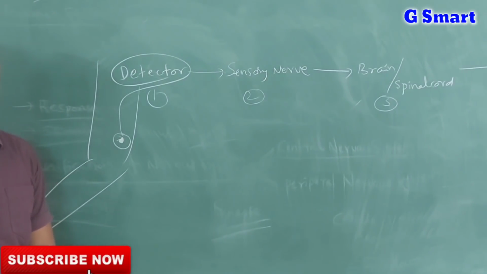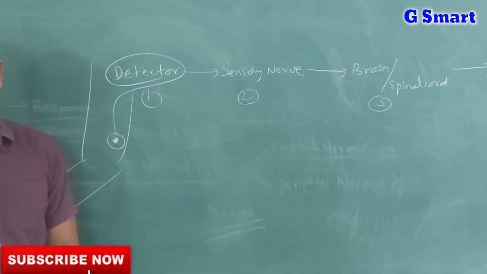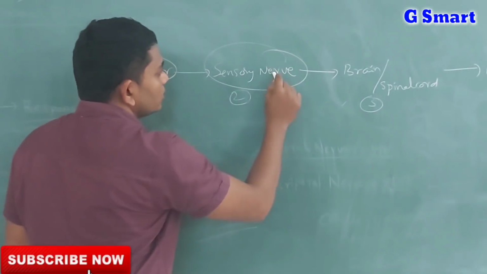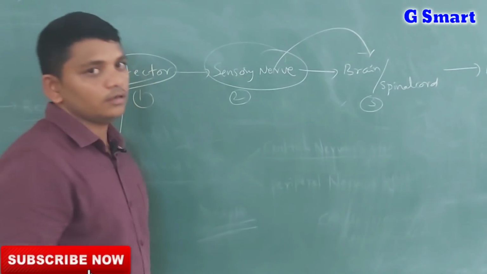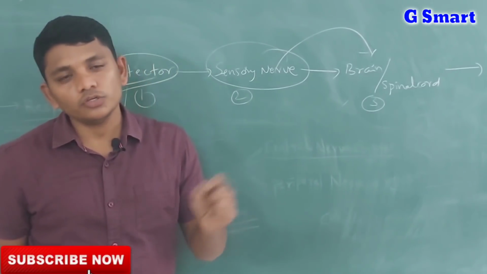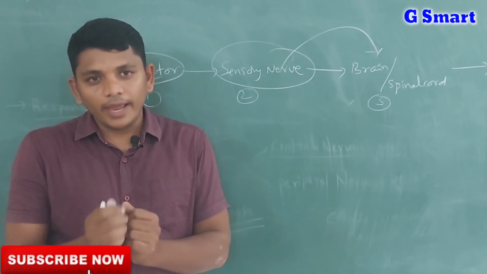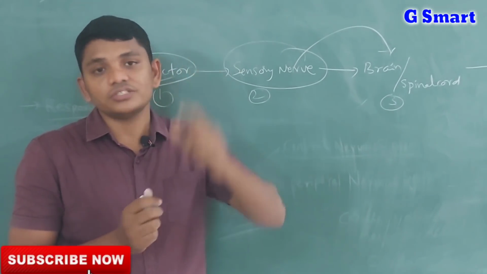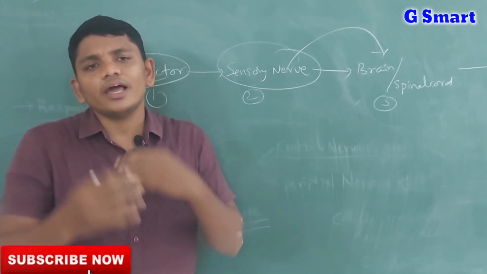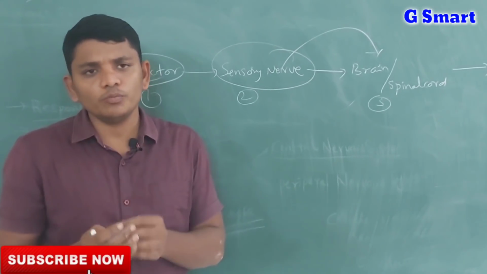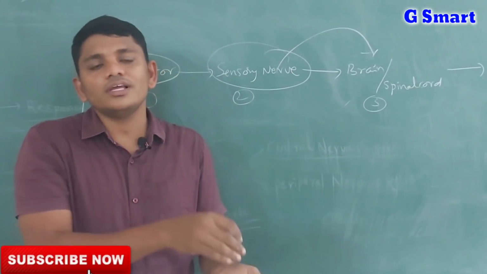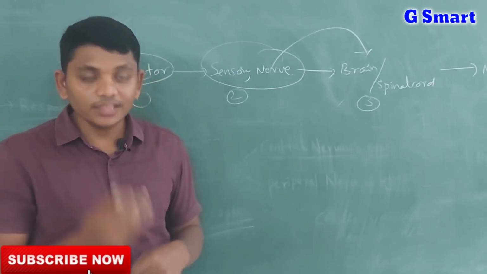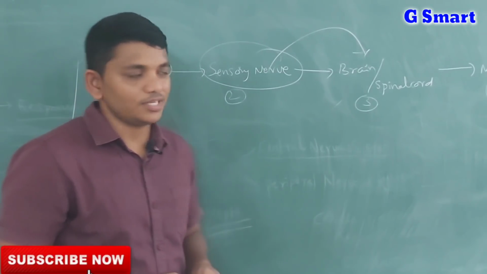Where is it transmitting the information? To the sensory nerves. Again, this sensory nerve transmits the information to the brain or spinal cord. Sometimes the spinal cord also analyzes the information and gives the response. Usually the information should reach the brain, then the brain will analyze the stimulus and release the response. But sometimes the spinal cord also participates in giving responses.